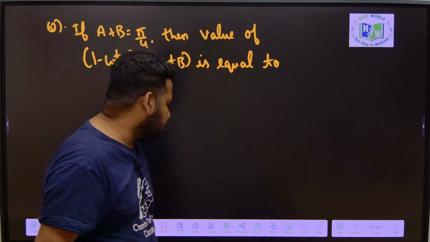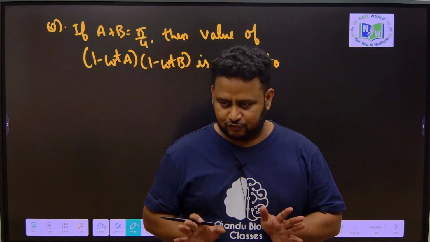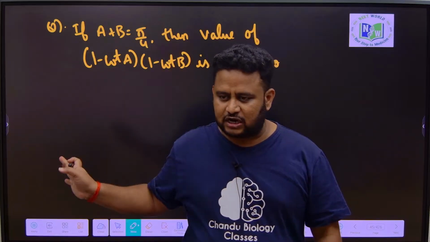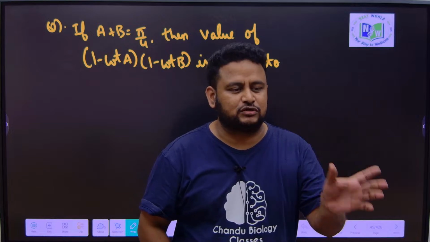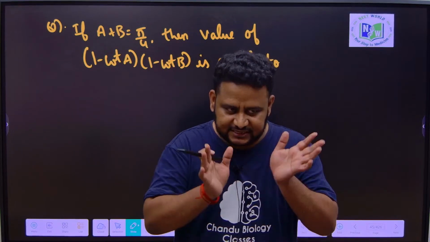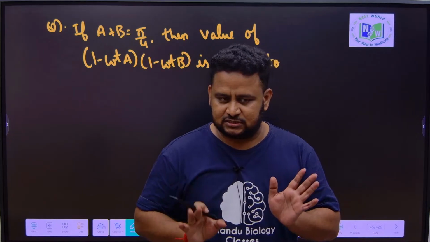When I talk about this question, first of all, when they give a plus b is equal to pi by 4, whether they are asking cot or whether they are asking tan, you have to please keep this in mind: apply tan on both sides if they are asking tan. If they are asking cot, apply cot on both sides. So what do I mean by that?